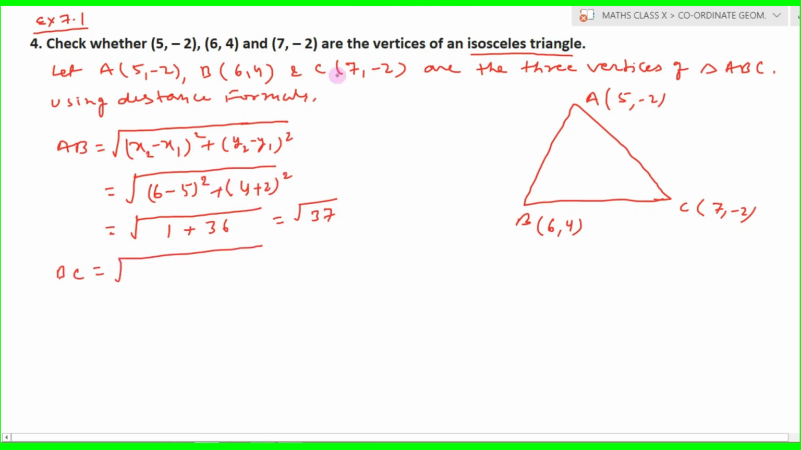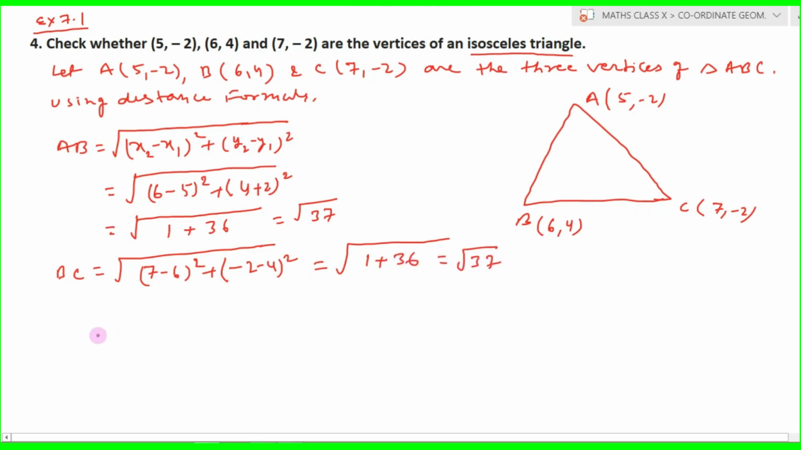In BC, x2 minus x1 whole square. So now B and C, for these two we will see, this is x1 y1 and this is x2 y2. So first of all, x2 minus x1, so 7 minus 6, whole square, plus y2 minus y1. So y2 is minus 2 and y1 is 4. So minus 2 minus 4. 7 minus 6 is 1, square is 1, and here minus 2 minus 4 is minus 6, square is 36. So again we got the value here root 37.